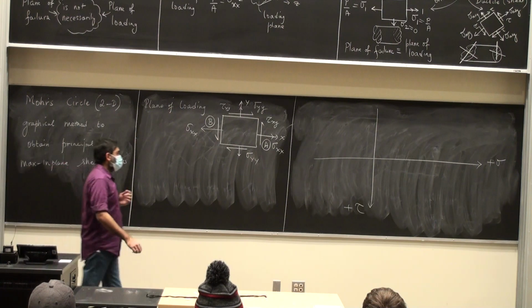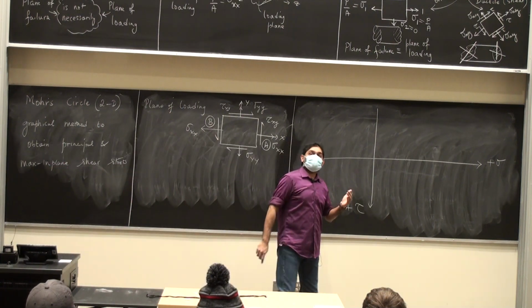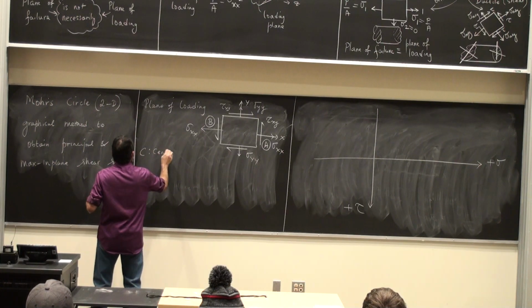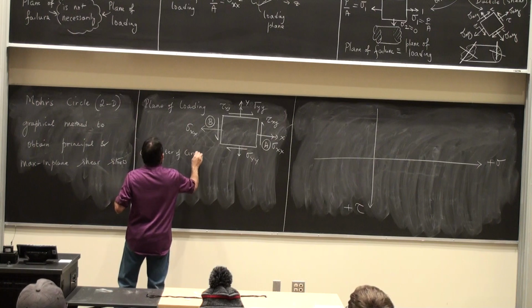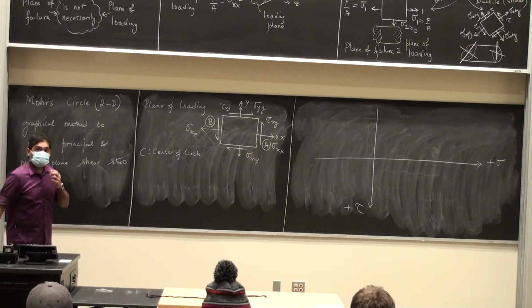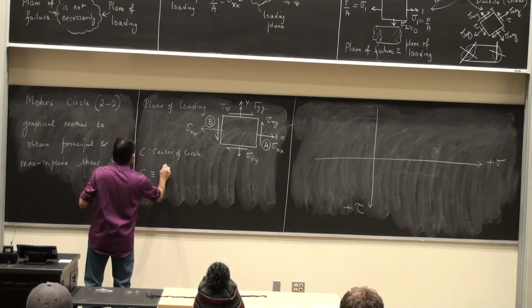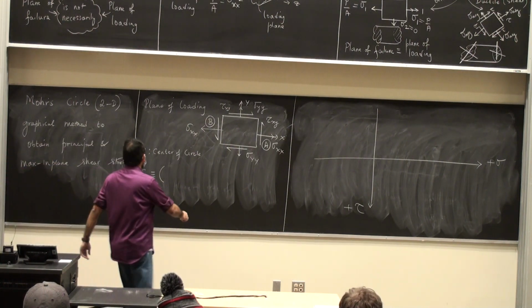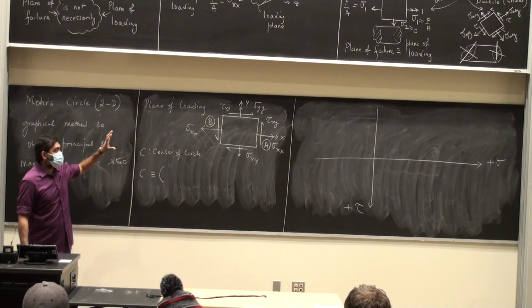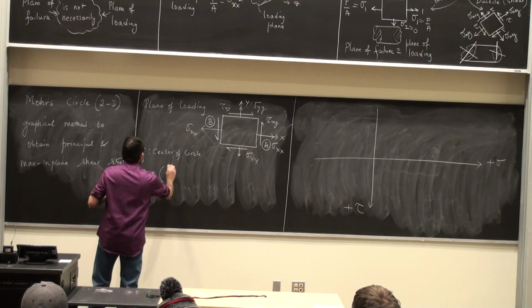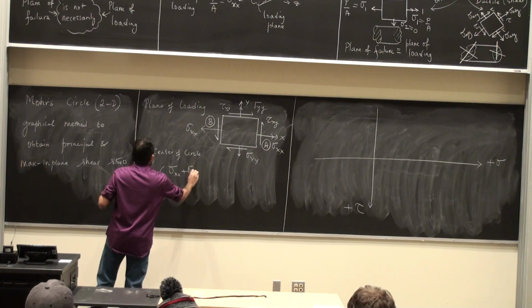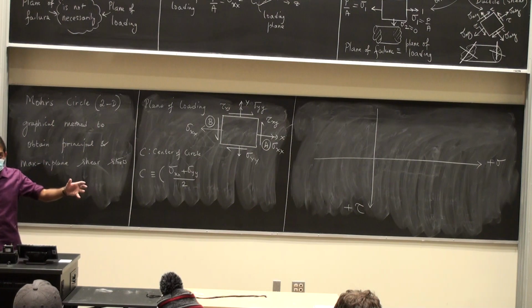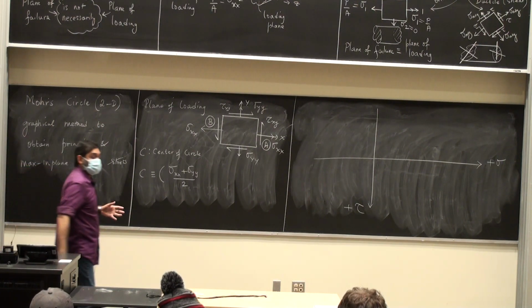Then you draw what is called the center of the circle. The coordinates of the center of the circle will be the following. The center of the circle will be on the horizontal axis only, and the coordinates will be sigma xx plus sigma yy divided by 2. This is the coordinate on the sigma direction; the coordinate in the tau direction is 0.